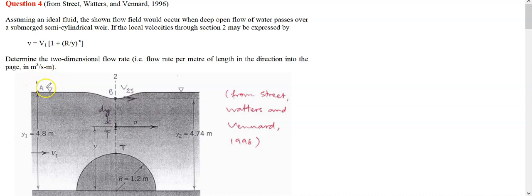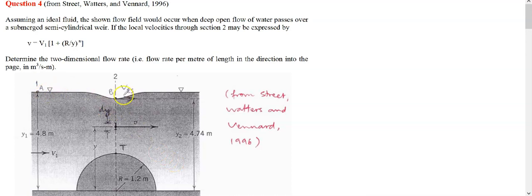So if we say this is section 1 and this is section 2, if we consider this center, this is the radius 1.2. Along the center line, section 2 starts from here. The local velocities through section 2 may be expressed by this, so this is actually the velocity profile for section 2. It is given here. What we know is this is section 1. Look at this dotted line. This is section 1, this is section 2.